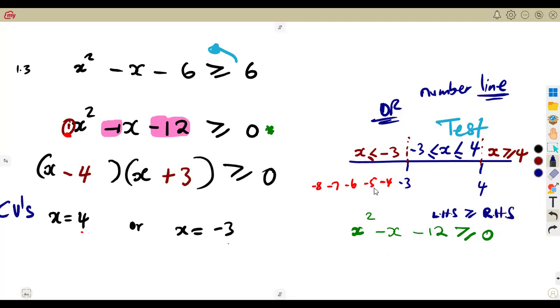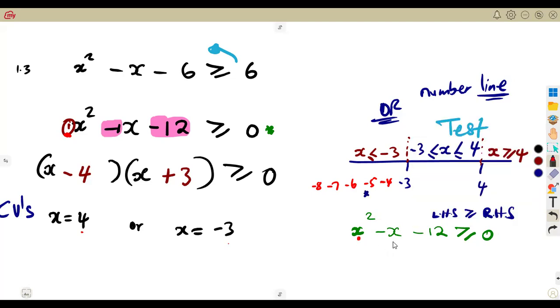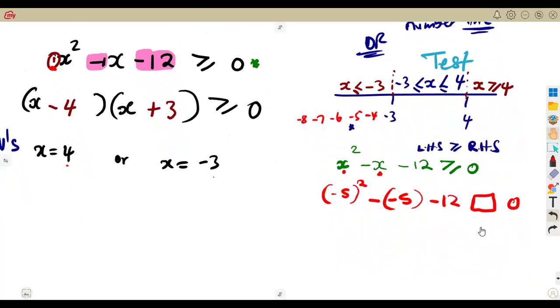All right, let's take any value there. We can choose -5. Let's just choose any value, guys. We're going to substitute in place of x. So where we have x, we're going to substitute a -5. So we're going to have -5 squared minus, in place of x, we substitute a -5, minus 12, is greater than or equal to 0. So we do not know. We're just going to say we do not know compared to 0. Is it greater than, or is it going to be another thing?